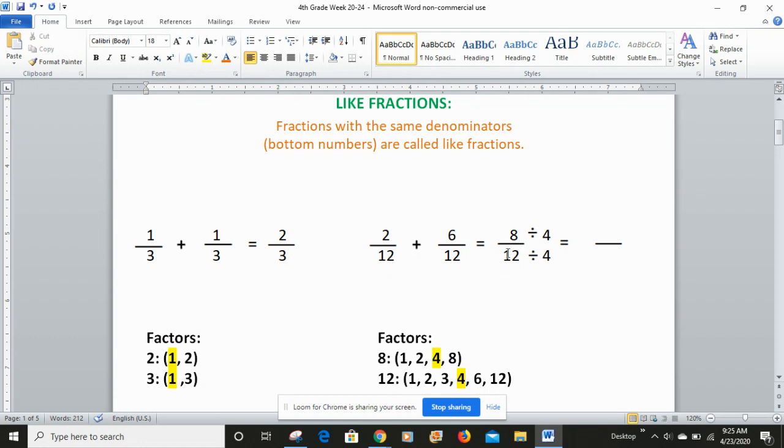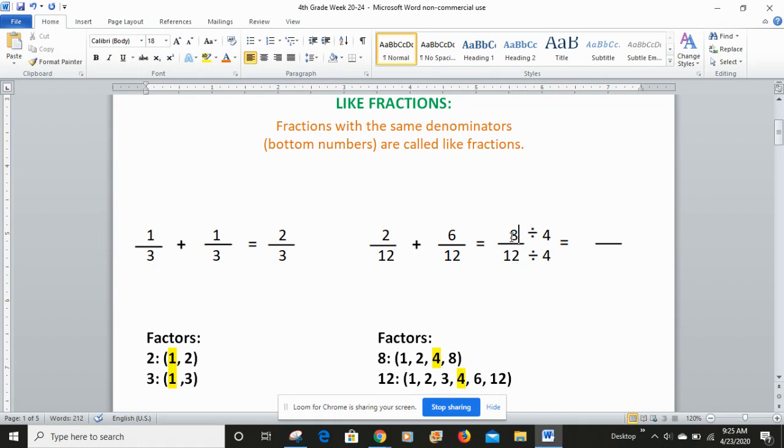When I come over to the next one, I have my answer of 8/12. So I look at my factors for 8: 1, 2, 4, and 8. I look at my factors for 12: 1, 2, 3, 4, 6, and 12. And I can see that there is another factor that's other than 1. And actually 2 are factors, but 4 is the greatest common factor.